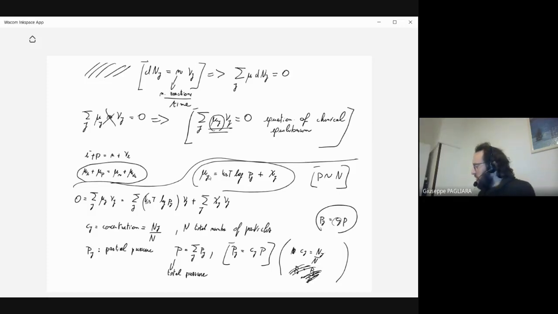Okay, so by introducing these two quantities, we can work out a little bit more this expression, and we get that zero, so the equation of chemical equilibrium, was the sum over j of KBT. Here we have the log of pj, which can be written as the log of cj.